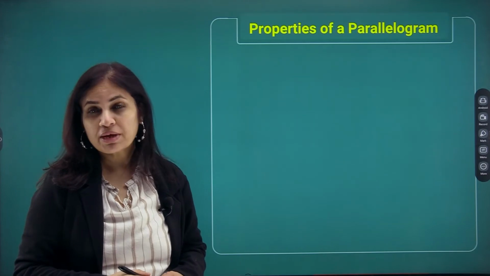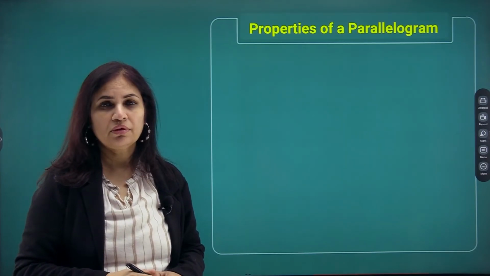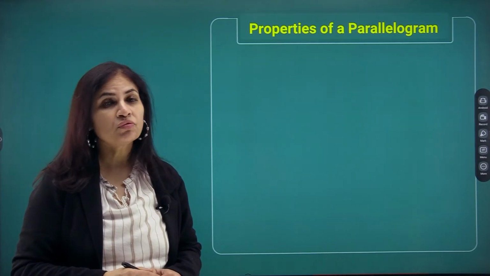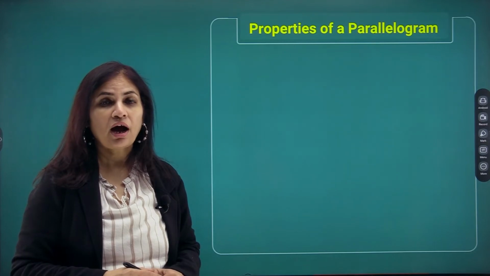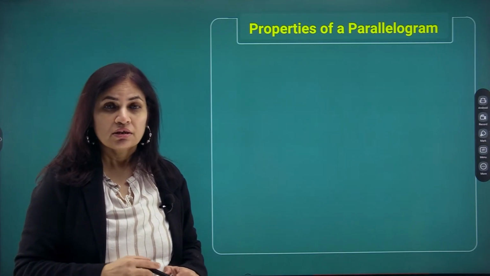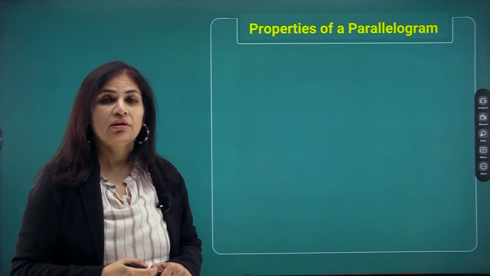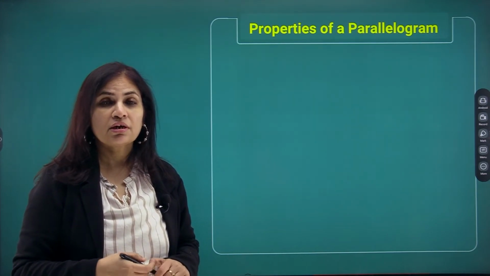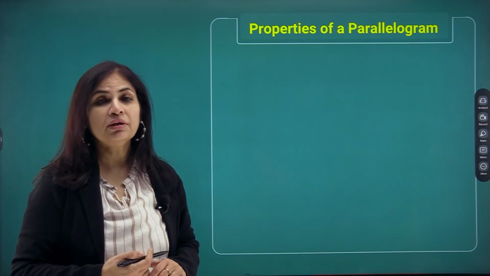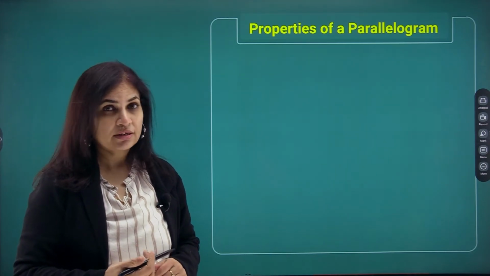We have done basic properties of parallelogram. Now, let us try to prove those properties. How do we prove that for a parallelogram the opposite angles are equal and the opposite sides are equal and also the diagonals bisect each other?